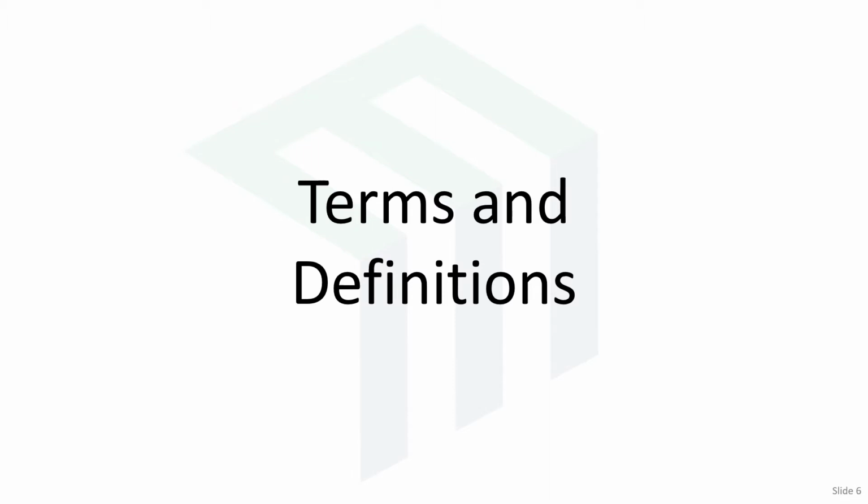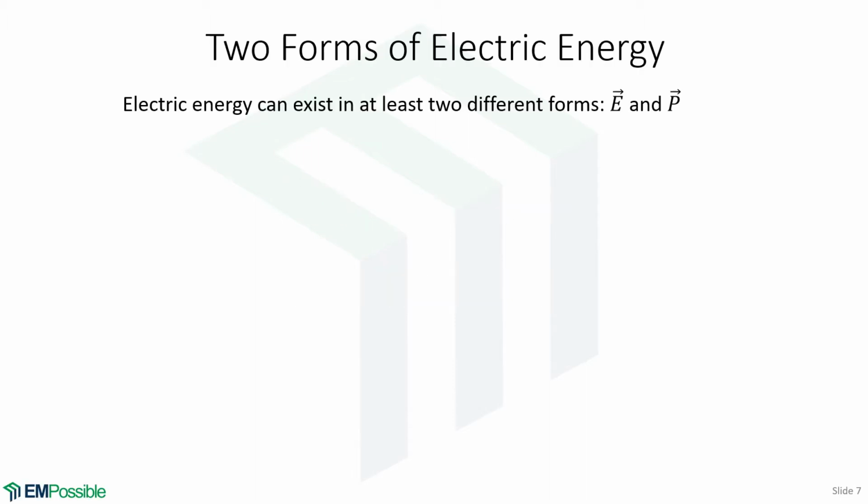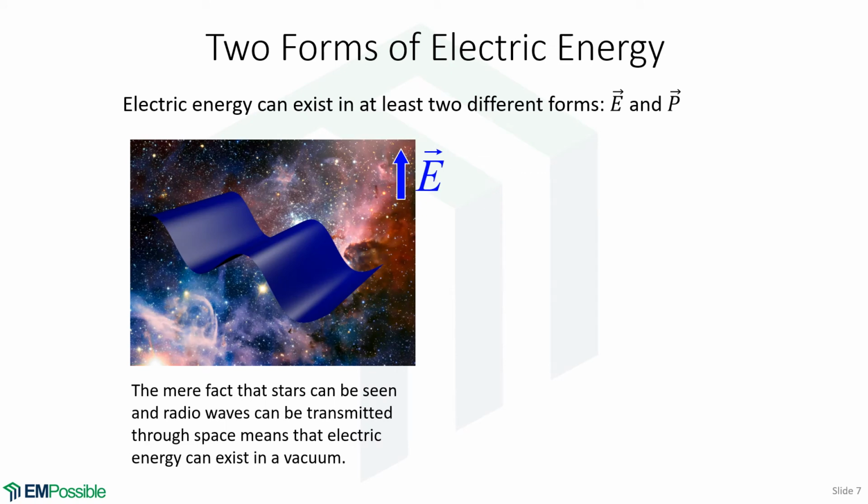Terms and definitions. We'll start with the electric field quantities. And here's how I like to describe it. There's two ways that we can have electric energy. First, there has to be energy in the field itself. And we know this because electric fields can transport energy through the vacuum of space. And in the vacuum of space, there is nothing.